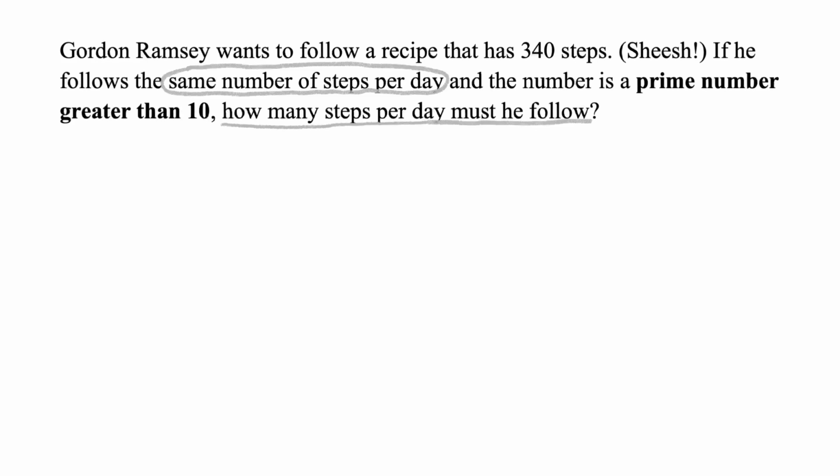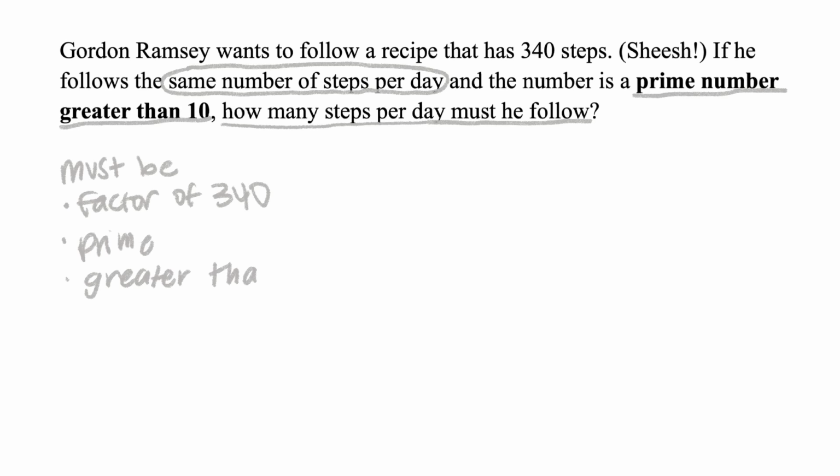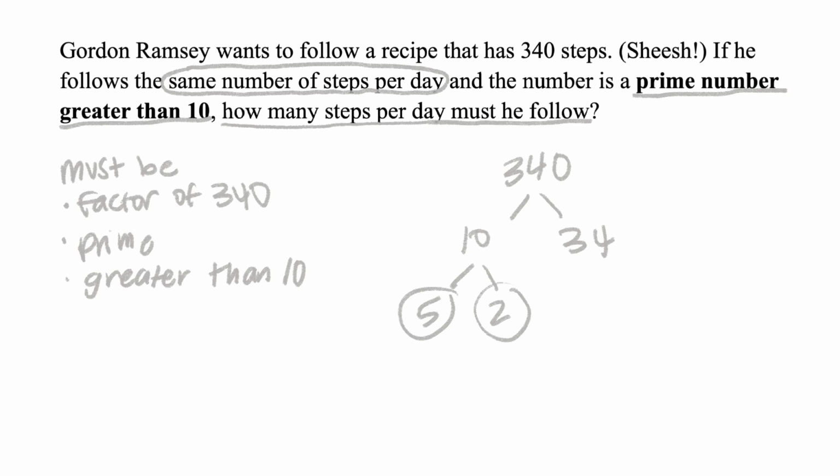Same number of steps per day means that the answer must be a factor of 340. The answer also needs to be a prime number greater than 10, and since the answer must be prime, we can use prime factorization to break up 340. By using a factor tree, I see the 0 at the end and divide this into 10 and 34. We can focus on the 10 first, which breaks up into 5 times 2, both prime. Moving on to 34, this is an even number, so I divide this to 2 times 17.